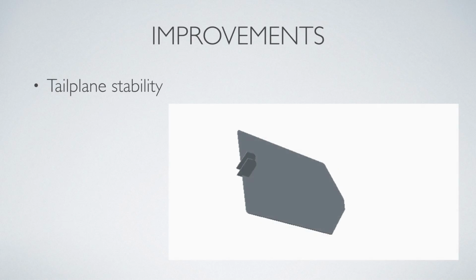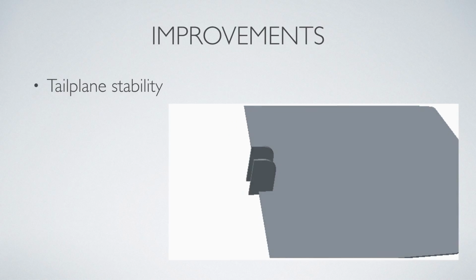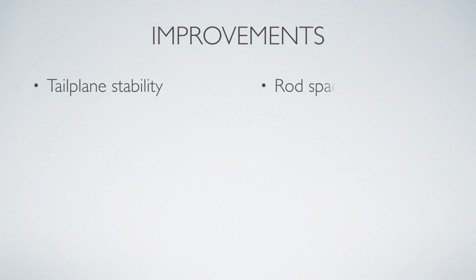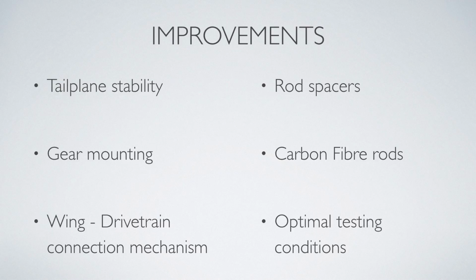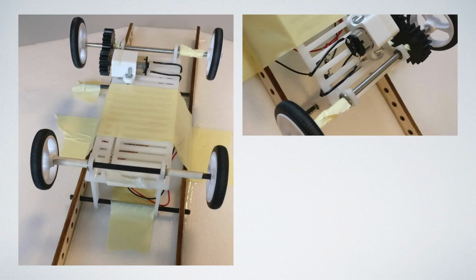A tailplane could be added to the design to stabilize the flight path and improve trimmability. Furthermore, the gear should be mounted in the center of the driven axis instead of the side in order to ensure symmetrical torque distribution and prevent the glider from turning to one side. This will also enable the use of carbon fiber rods on the front and the back axis, and reduce the weight by 6 grams. Spacers should be used to secure the axis in place instead of the tape used during the test. This will decrease friction and lead to a higher speed.